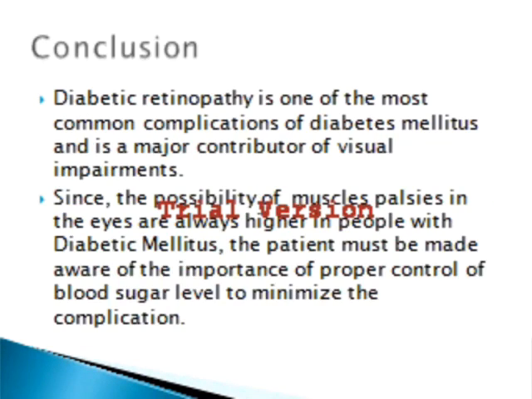The conclusion. Diabetic retinopathy is one of the most common complications of diabetes mellitus and is a major contributor to visual impairment. Since the possibility of eye muscle paralysis is always higher in people with diabetes mellitus, the patient must be made aware of the importance of proper control of blood sugar level to minimize complications.